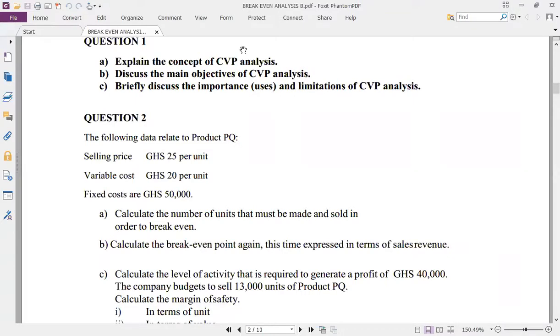Okay. The fixed cost is 50,000. So they say calculate the number of units that must be made and sold in order to break even. They say number of what? Units. So they're just looking for the break-even units. So the first part is break-even units. Second, calculate the break-even point again. This time expressed in terms of what? Sales revenue. So that's sales revenue. Okay, so let's calculate this.